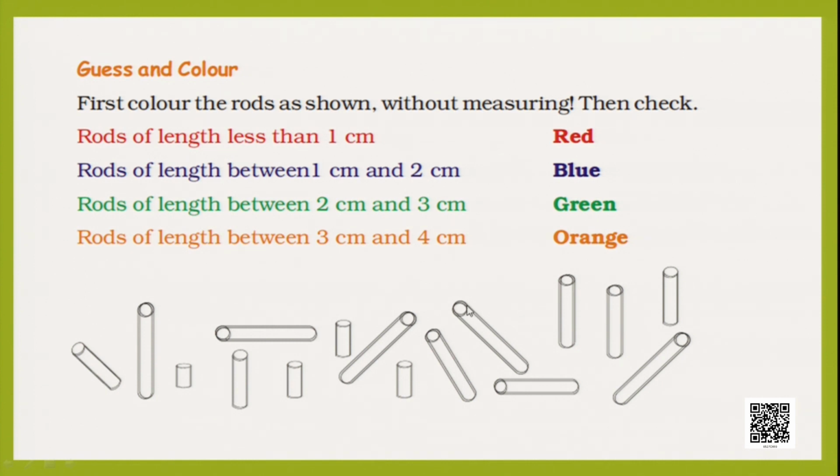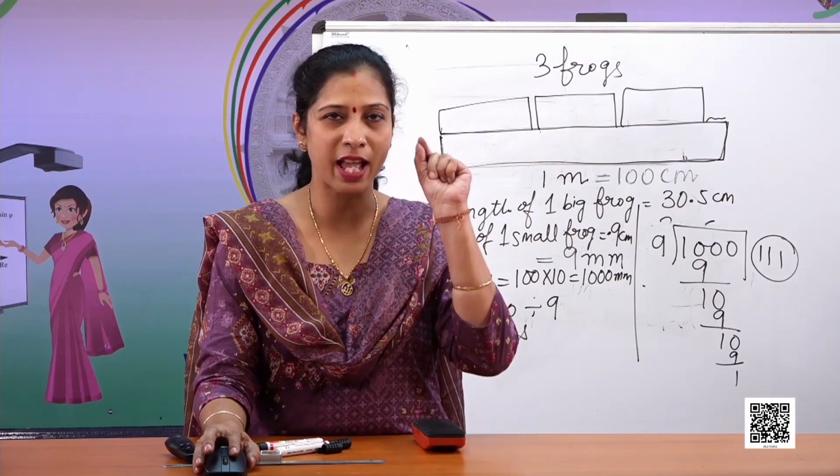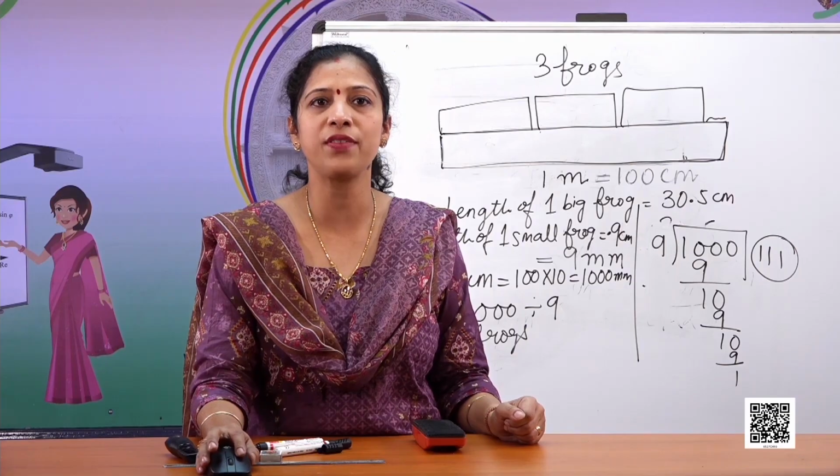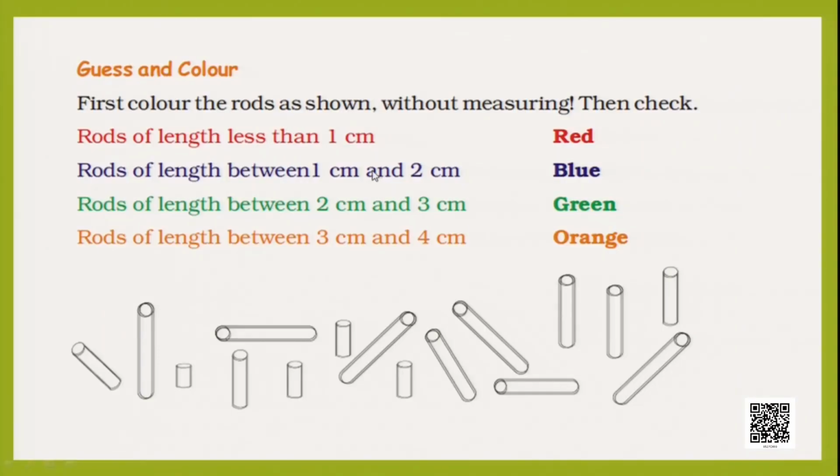Now your guesswork will come to the rescue. I'll give you one small example, just a hint on how you can guess. You know that rods of length less than 1 centimeter will be very small. So you have to see which are the smallest ones. Here you can see that only one might be less than 1 centimeter. So you can color it with red color.